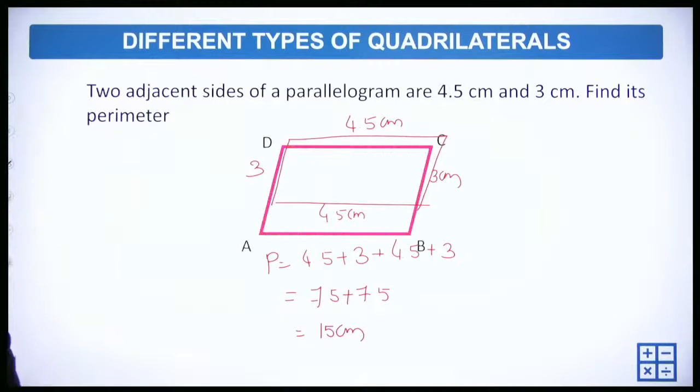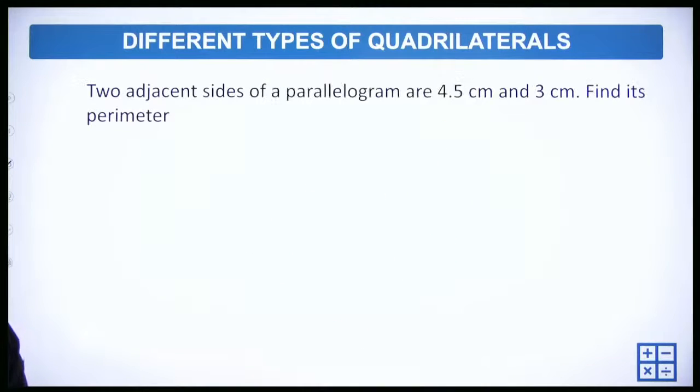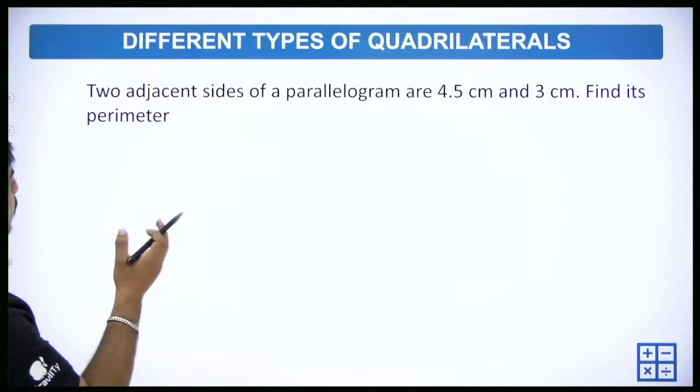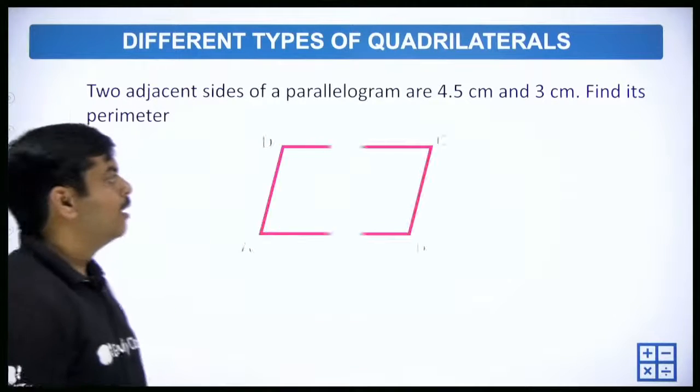What else do we have? Next one: two adjacent sides of a parallelogram are 4.5 and 3 centimeters. Find its perimeter. It is the same question again.